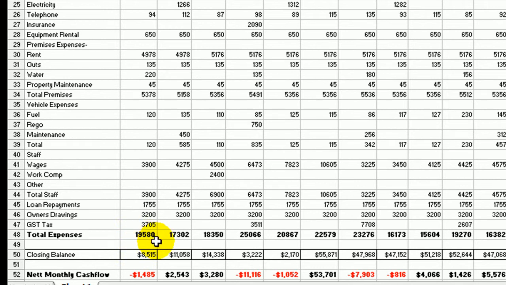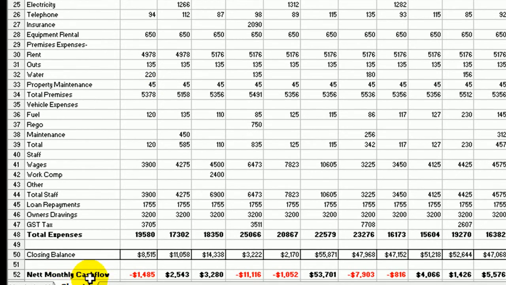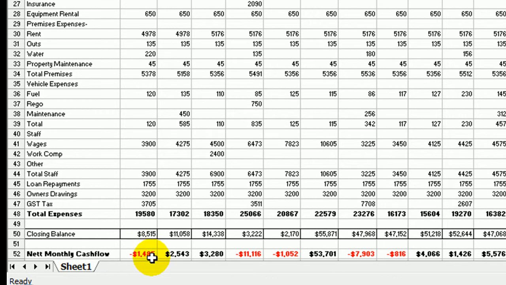$19,580. Well, we only had $18,095 coming in, which means there's a net monthly cash flow of a loss shown here in red of $1,485. So because we've actually lost money in that month of $1,485, it means our bank balance, which started off at $10,000, has now dropped to $8,515. So the cash flow forecast is showing us what we started with in our bank account, what's happened in terms of business activity during that month, and what effect that has on our bank account.